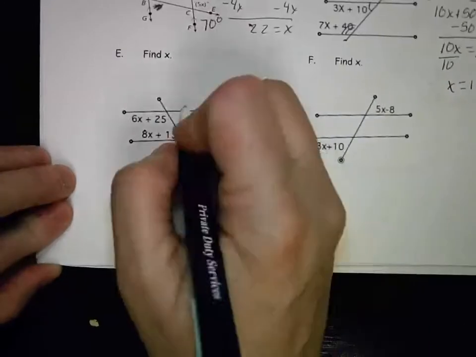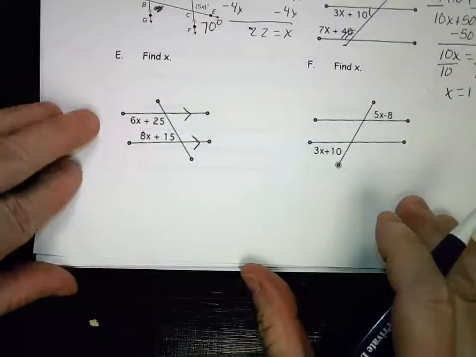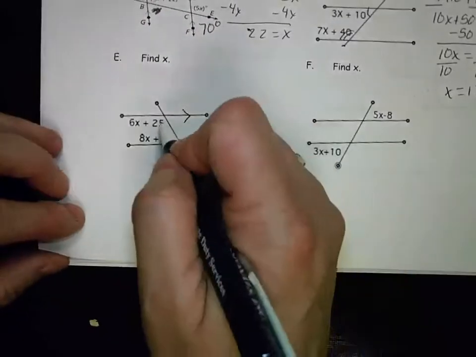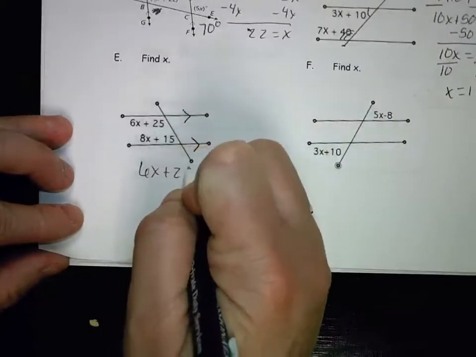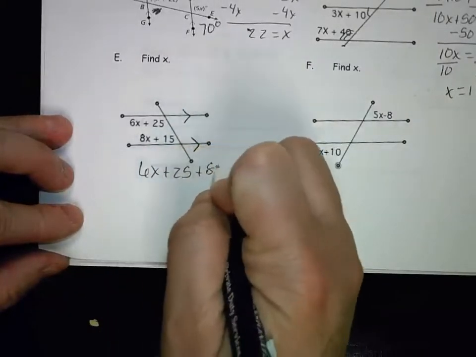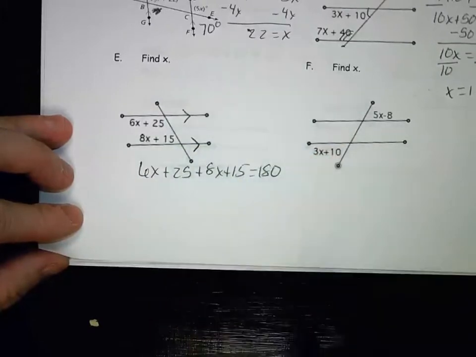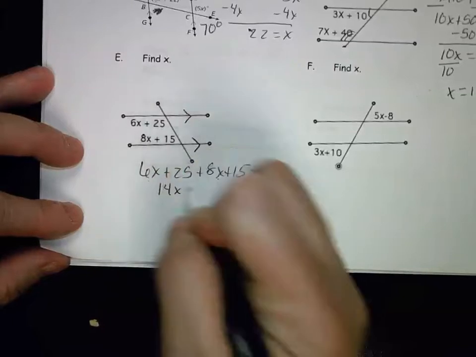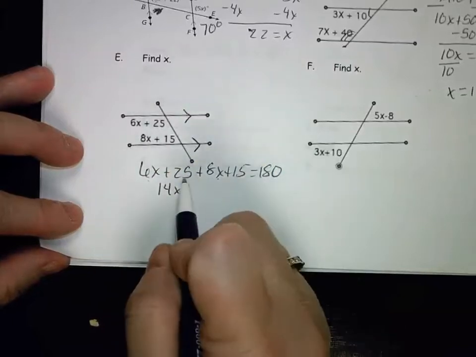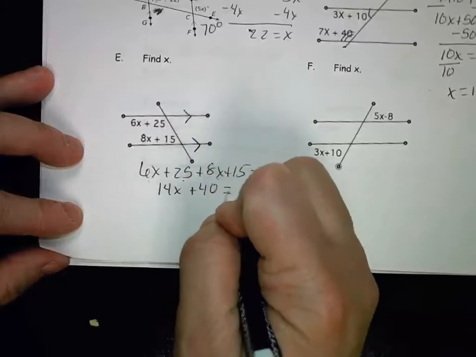E, same thing, and again we should be given these lines are parallel. Those lines are parallel. These are same side interior angles. So those two angles add to 180. 6x plus 8x is 14x. 25 plus 15 is 40.